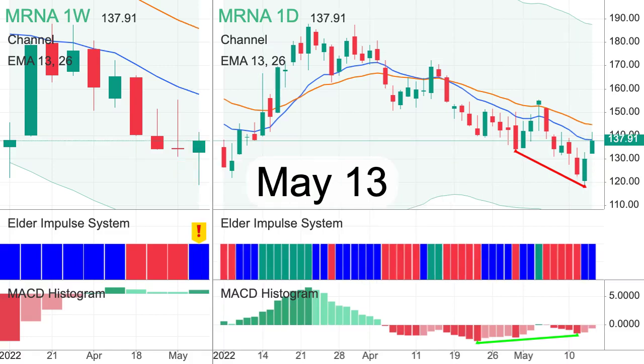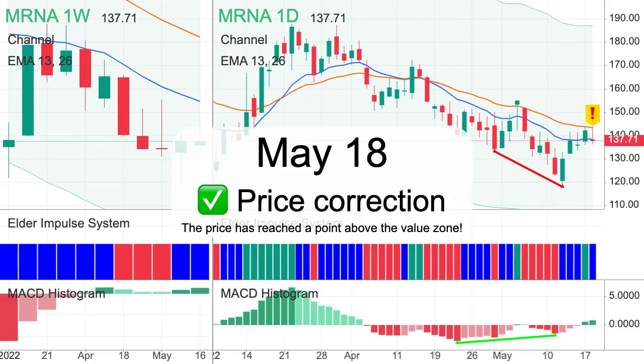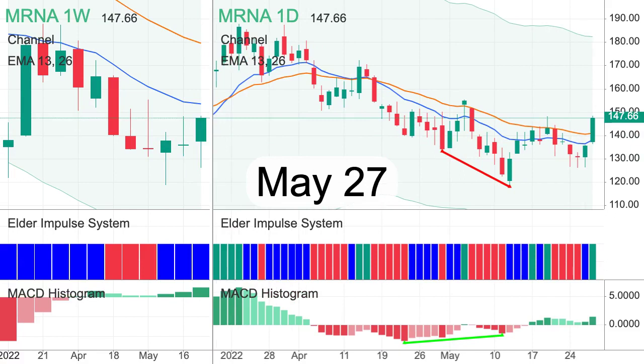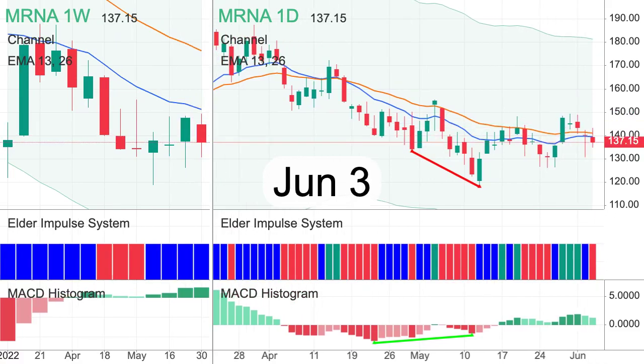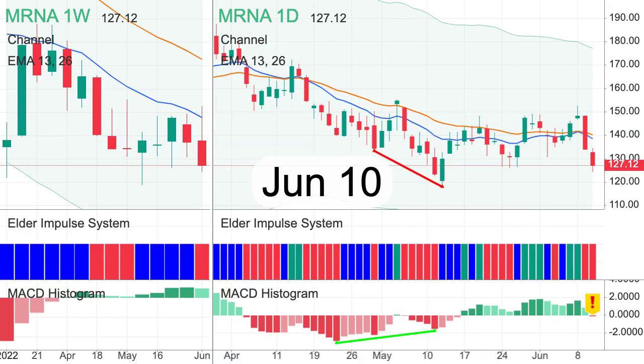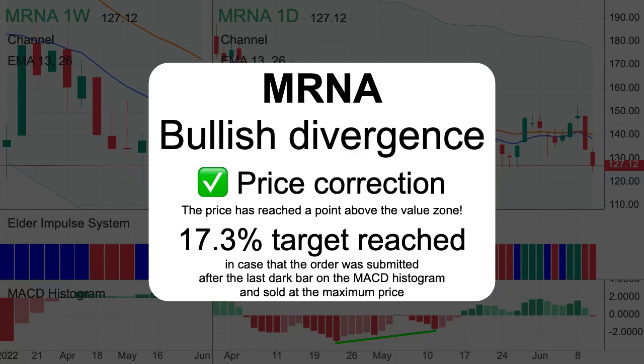There is a blue bar on an Elder Impulse System on the weekly chart. The price has reached a point above the value zone. MACD histogram crossed the zero line. 17.3% target reached.